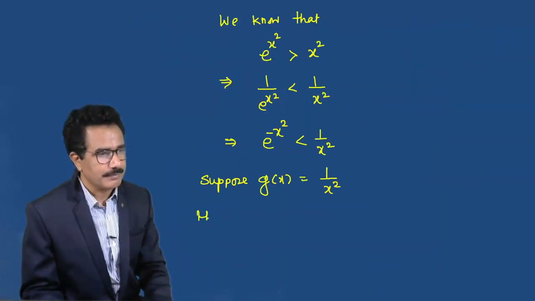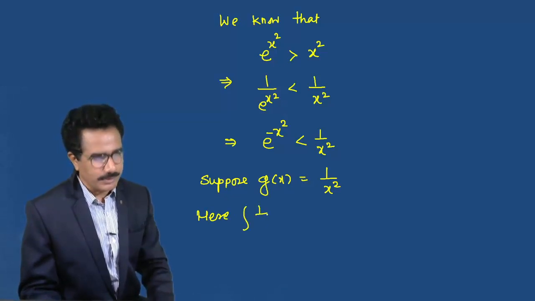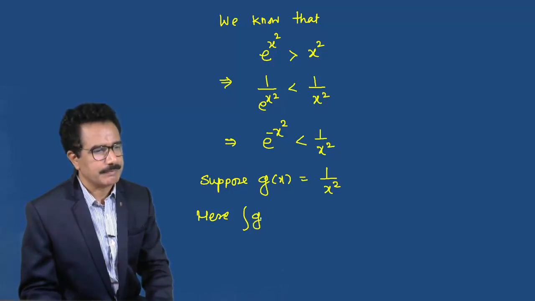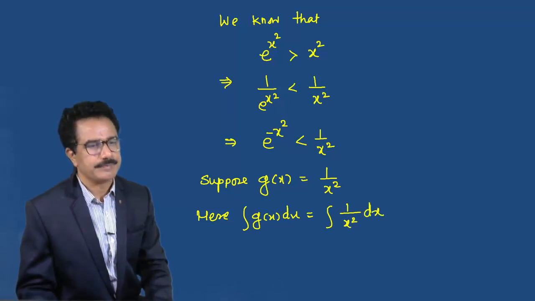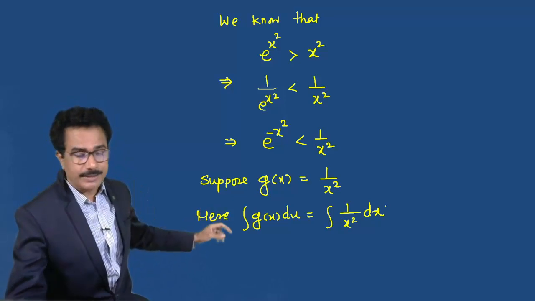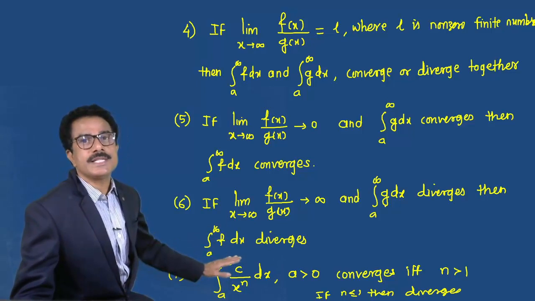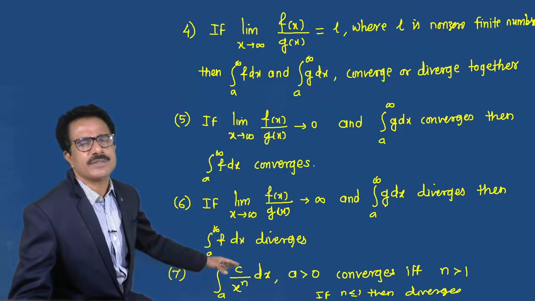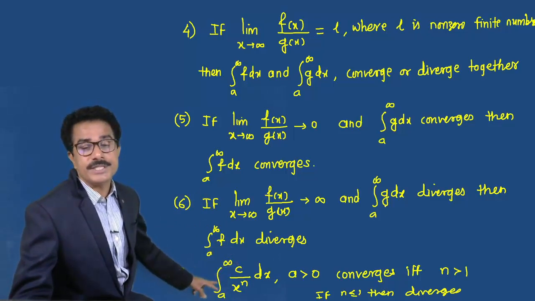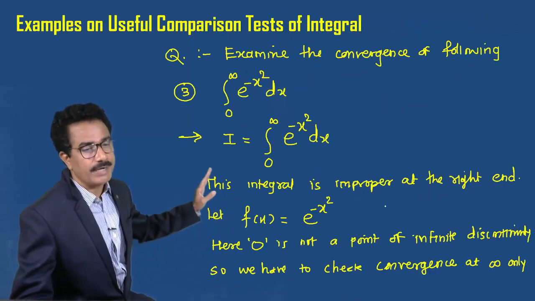Here, integral 1 upon g of x dx is equal to integral 1 upon x square dx. Now you know that according to this theorem, the integral of 1 upon x raised to n converges if n is greater than 1. Here c is a constant, but for 1 upon x raised to n, this integral converges if n is greater than 1.